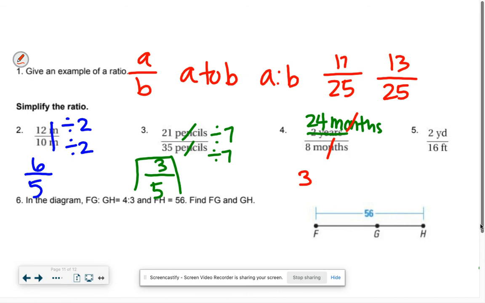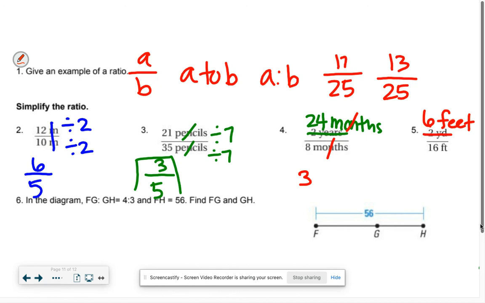Yards and feet. Which one should we convert to? We have yards and feet. It'd be feet. Yes, convert to feet. So how many feet in 1 yard? 3. So 3 yards and 1 foot for a total of 6 feet.